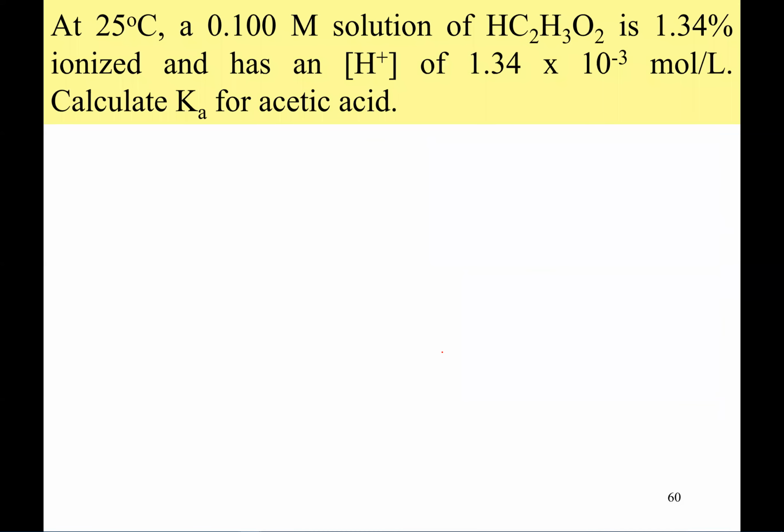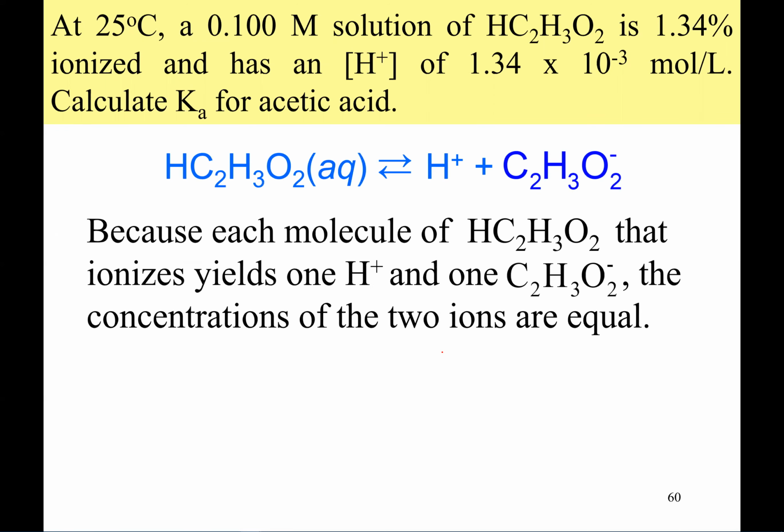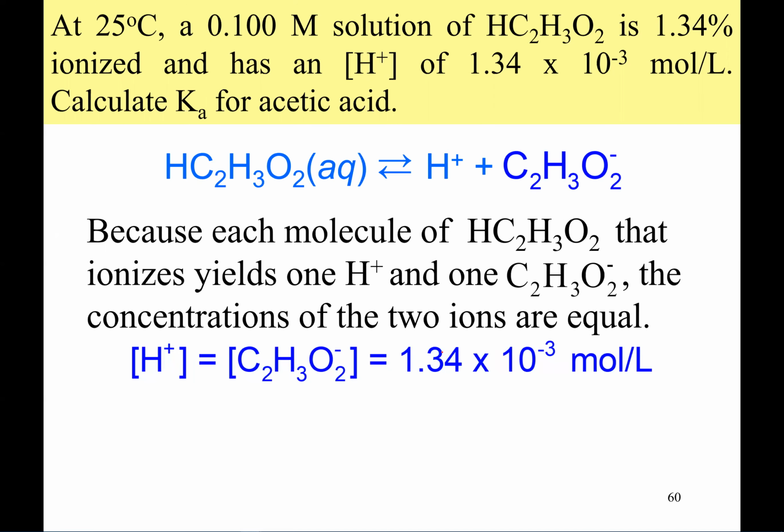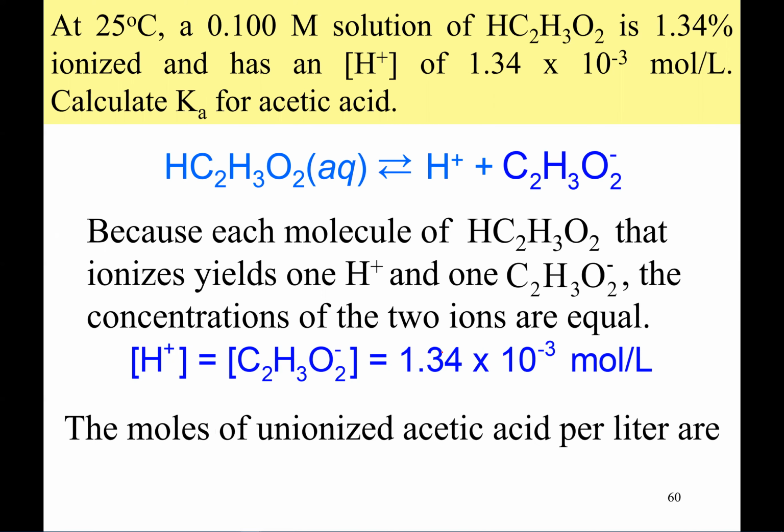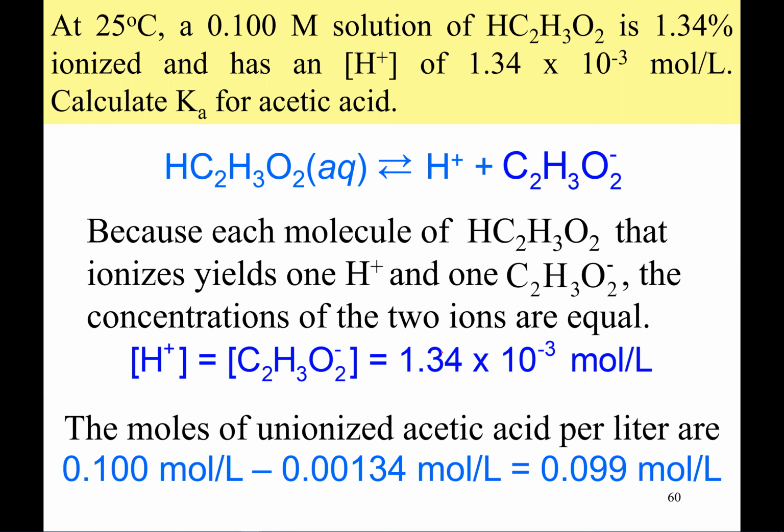So at 25 degrees Celsius, a 0.1 molar solution of acetic acid is 1.34% ionized and has H plus of 1.34 times 10 to the minus 3. Calculate the Ka for it. The two concentrations are equal, so you get the H plus equals the acetate concentration, 1.34 times 10 to the minus 3. The moles per liter ionized are there.